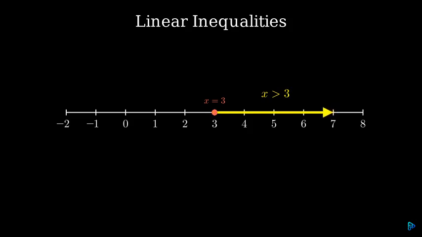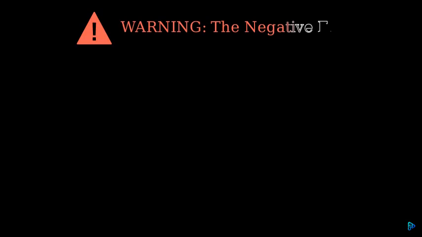Notice the open circle at 3? That is because x cannot be exactly 3. It must be strictly larger. Now, here is a warning. This is where many students lose marks.